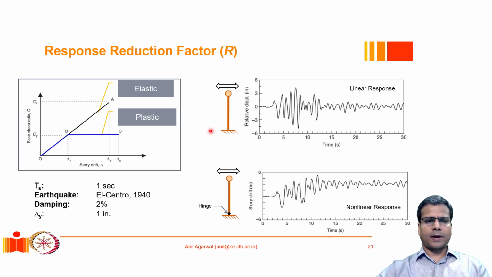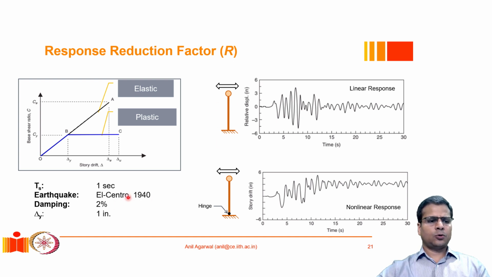So basically we took a pendulum. The pendulum had a natural frequency of 1 Hertz, that is, the natural time period was 1 second. It was a single degree of freedom system. It was subjected to an El Centro type of earthquake loading. This is basically an acceleration time history, which is typically used quite commonly.